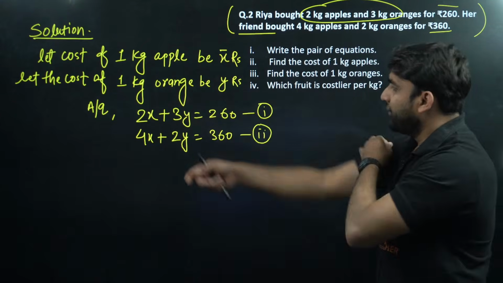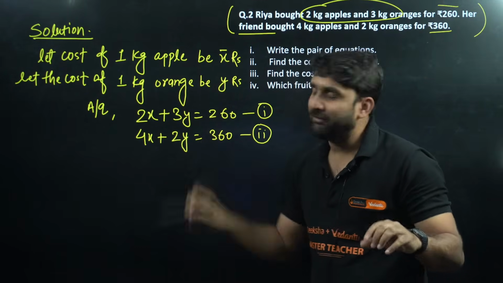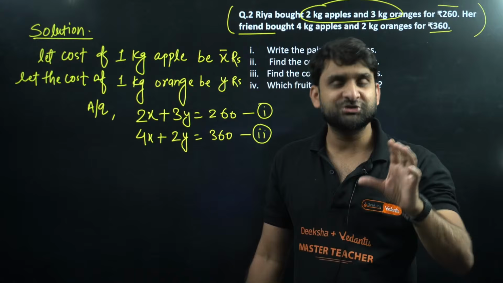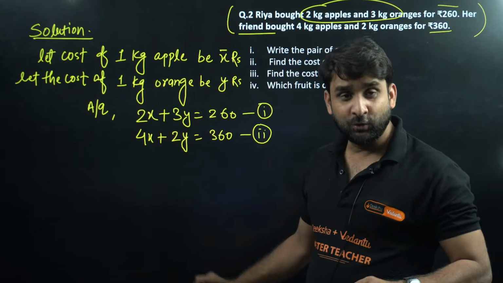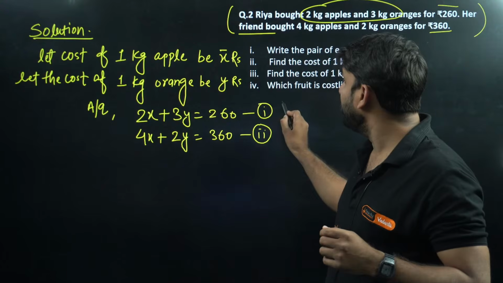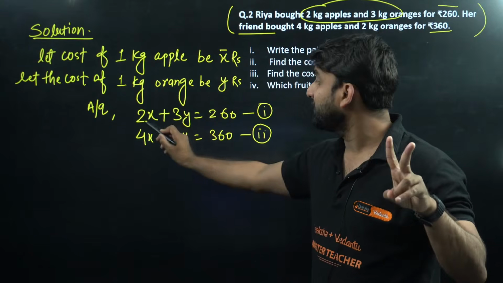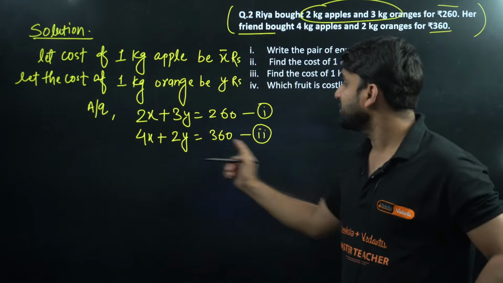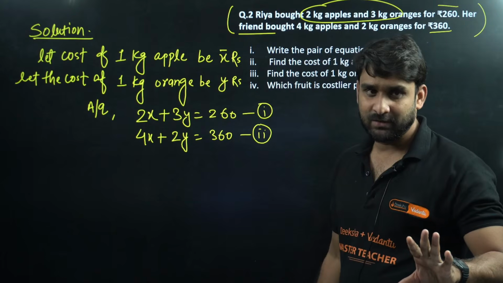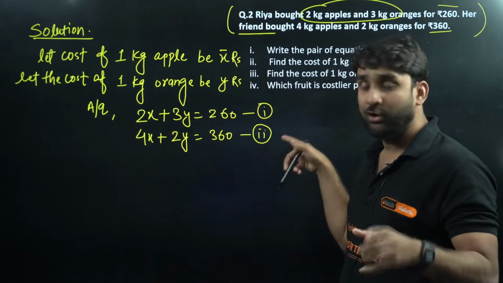So we can eliminate the X family entirely, or we can eliminate the Y family entirely. But to eliminate any one family entirely, the coefficients must be similar. Here the coefficient of X is 2, and in equation number 2 the coefficient of X is 4. So we have to multiply complete equation number 1 by 2. Then only we can convert this 2 into 4. And equation number 2 will be multiplied by 1, because 4 will remain as it is.